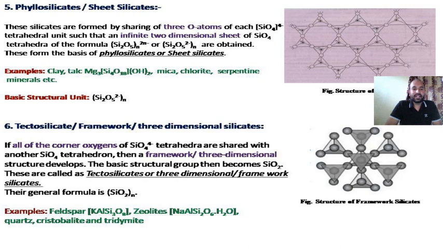The last one are tectosilicates. Framework silicates are 3-dimensional silicates. So, if all of the 4 corners or 4 oxygens of each SiO4 4- tetrahedron are shared with another tetrahedron, the resulting structure is a framework or 3-dimensional structure. They have their general formula as (SiO2)n. Examples are feldspar, zeolite, quartz, cristobalite, tridymite, etc.